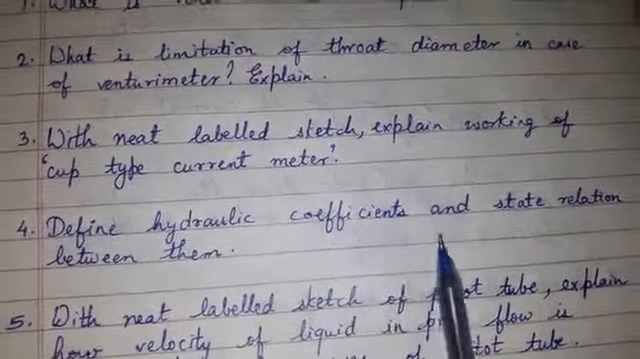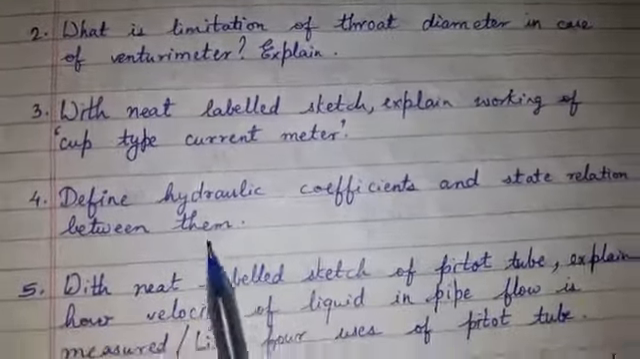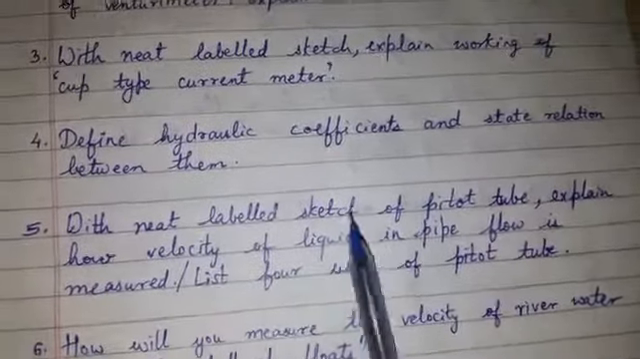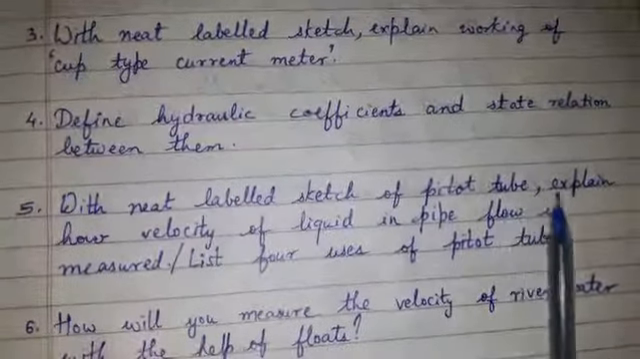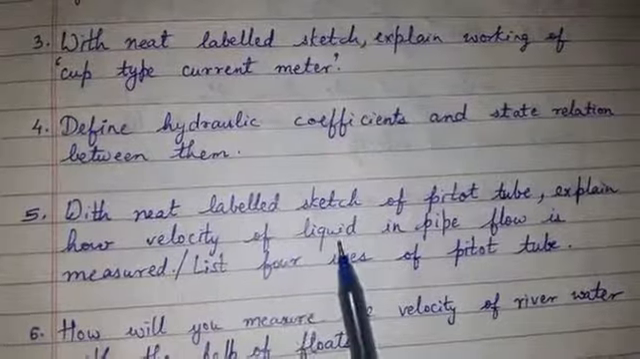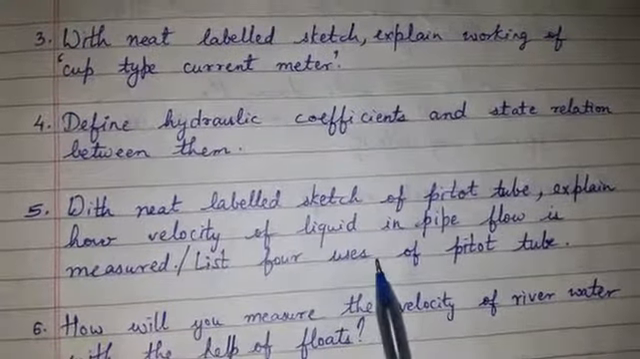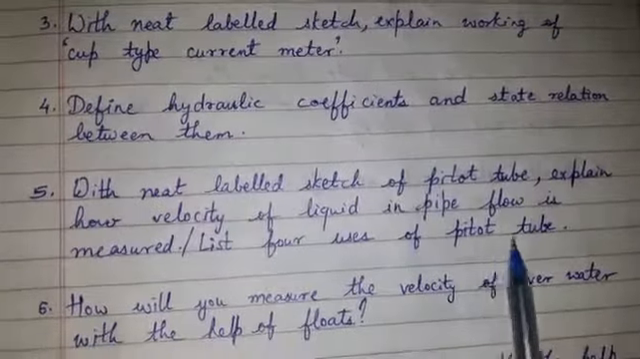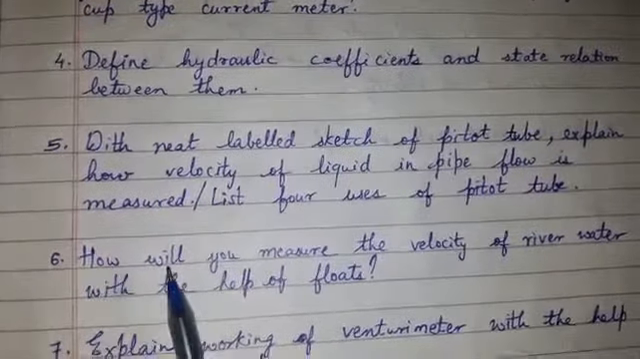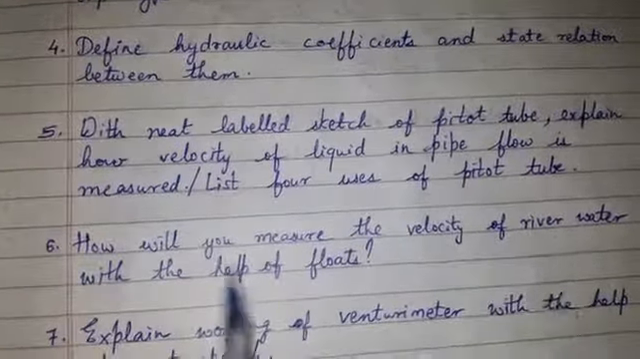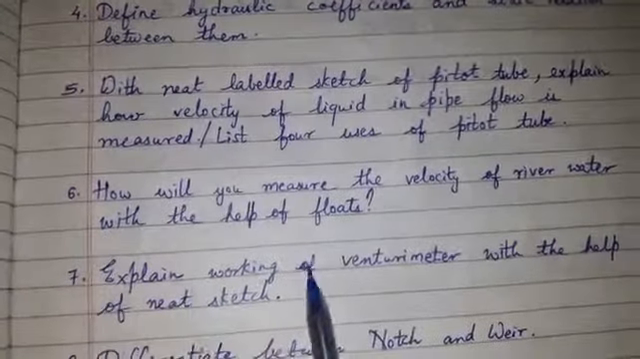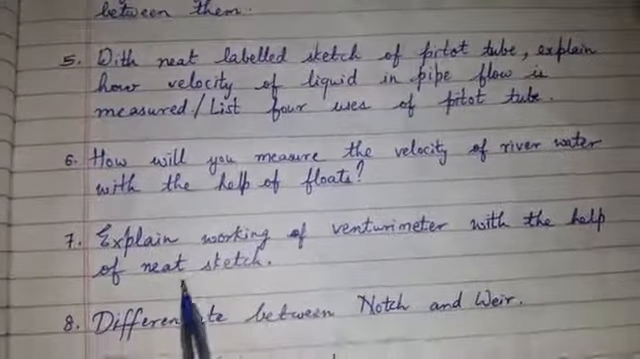Define hydraulic coefficients and state relation between them. With neat labeled sketch of pitot tube, explain how velocity of liquid in pipe flow is measured, or it can be asked list 4 uses of pitot tube. How will you measure the velocity of river water with the help of float? Explain working of venturimeter with the help of neat sketch.